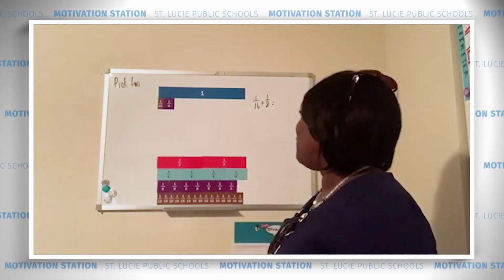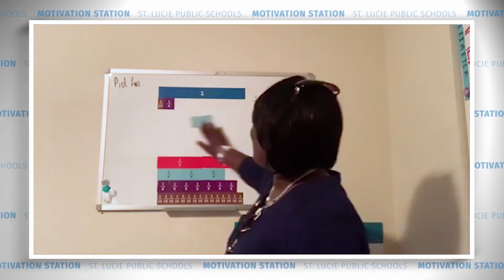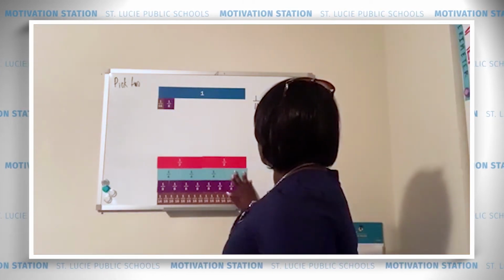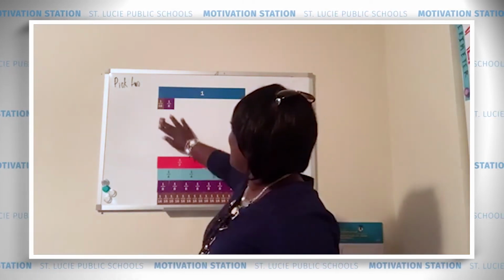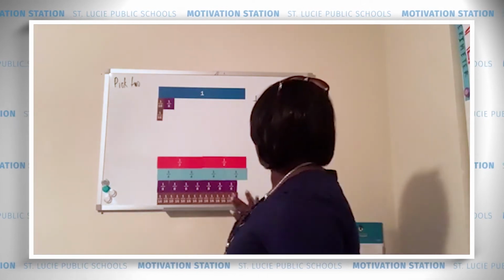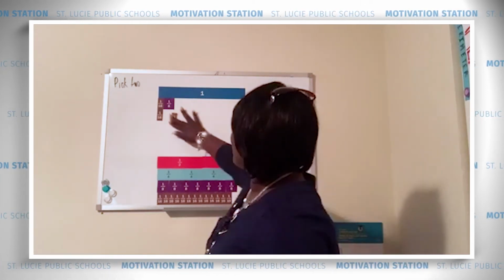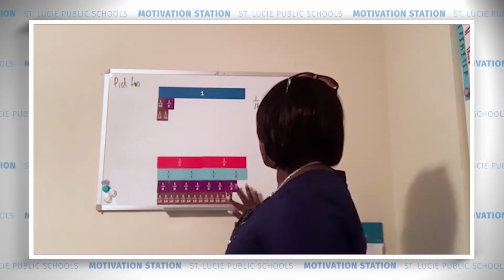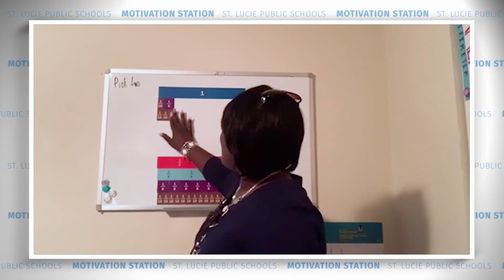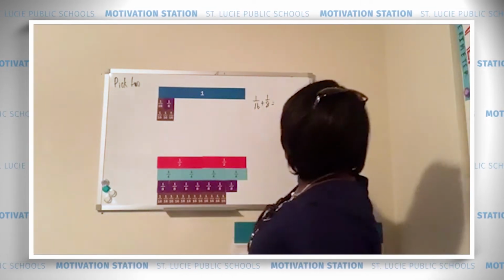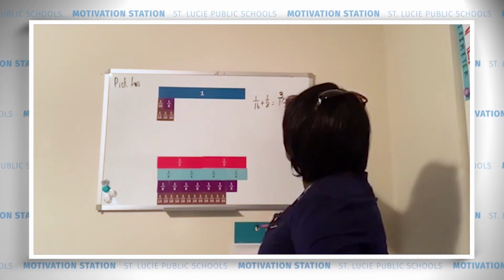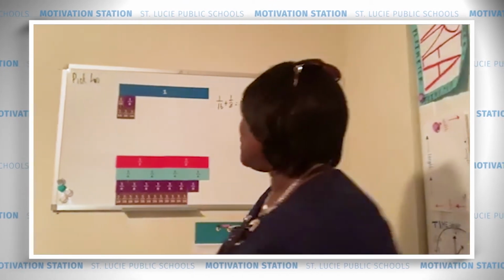I know we're not going to get a 4th up there. Let's try a 4th. Nope. Let's try using only 16ths. 1/16, 2/16, 3/16. So 1/16 plus 1/8 is equivalent to 3/16. You guys are doing amazing.